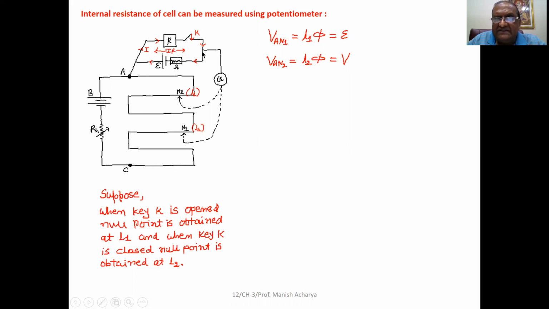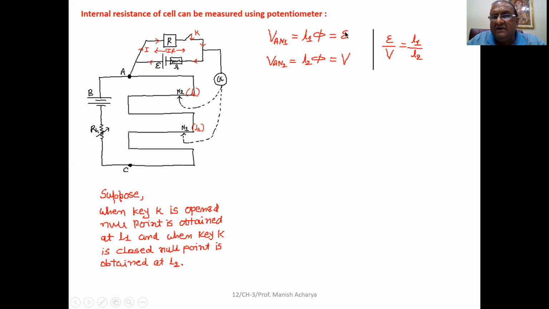And now for this connection, suppose the null point on the potentiometer is obtained at position N2. And the length of the potentiometer wire required to obtain this null point is L2. So we can write the terminal voltage of the cell as L2 into 5, because now current is flowing through the cell. So whatever is the potential difference between the two terminals of the cell, that is the terminal voltage. So we can write V equal to L2 times 5. But here we can write V equal to IR also.